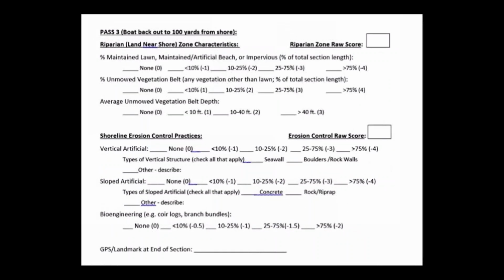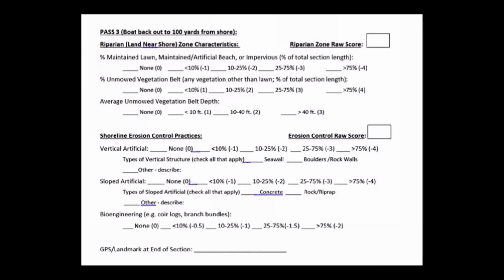For Pass 3, take the boat back out to about 100 yards from shore for the final observations. First, estimate the percentage of maintained lawn, beach, and impervious surface along the 1,000-foot section. Don't count naturally sandy shoreline as maintained beach. Impervious surface refers to areas where rainwater can't soak in, pavement or pavers without space between them.